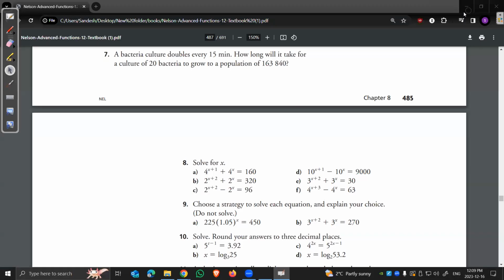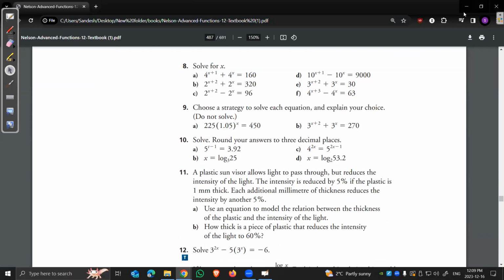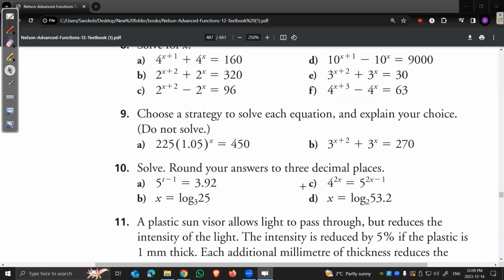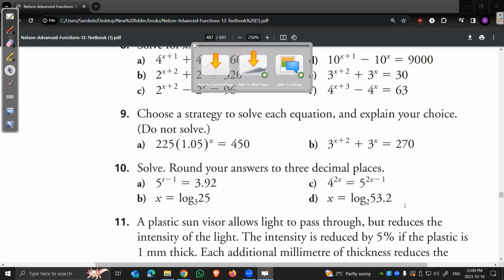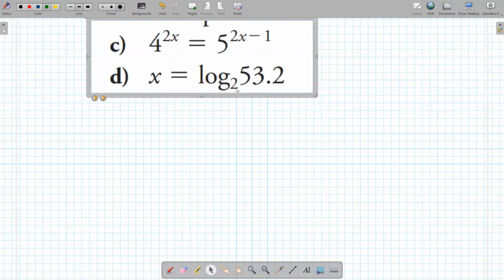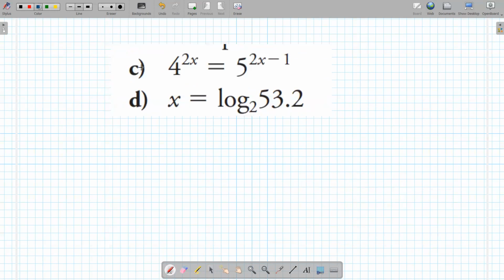F is the same. We don't have to bother with that. Now here is where you want to use logs on the first step, because you can't really write 4 in terms of 5 or vice versa. So here is where you want to use logs in the very first step. And there's no plus minus thing going on. There's one term on the left, one term on the right. This is the one where you want to use logs.